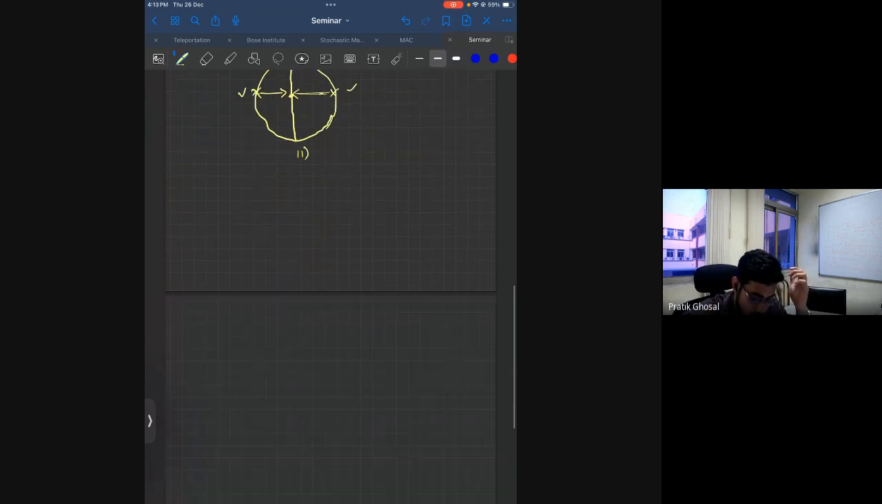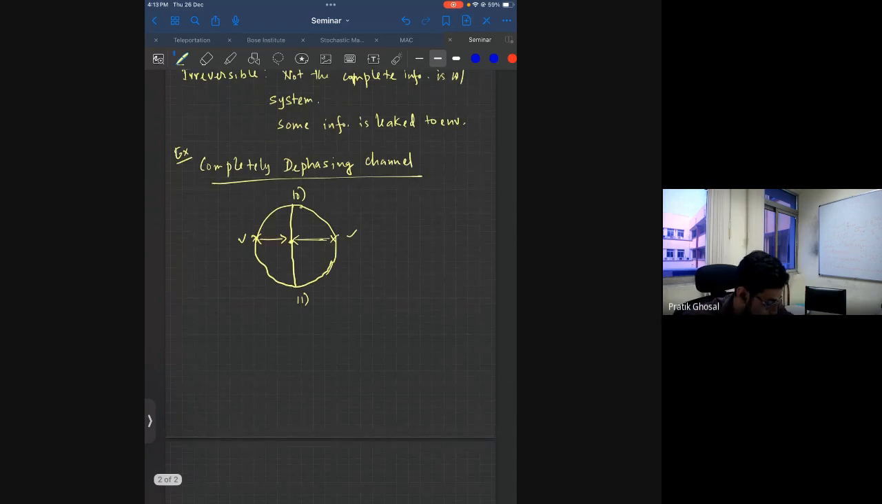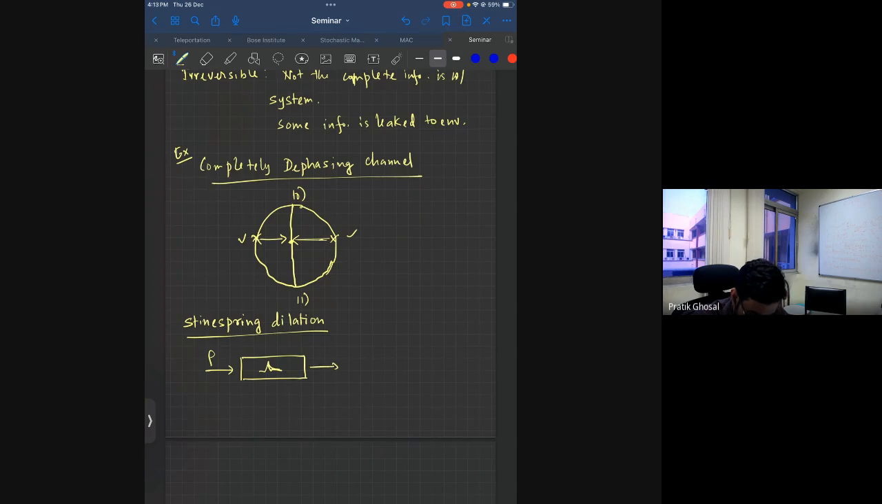So to describe this information being lost to the environment, we have a suitable description for defining these quantum channels, which are otherwise linear CPTP maps. And that description is nothing but the Stinespring dilation. So what is Stinespring dilation? Stinespring dilation says that let's say you have been given a channel lambda, and you are given some state rho, and as an output of the channel action, you get some lambda rho.